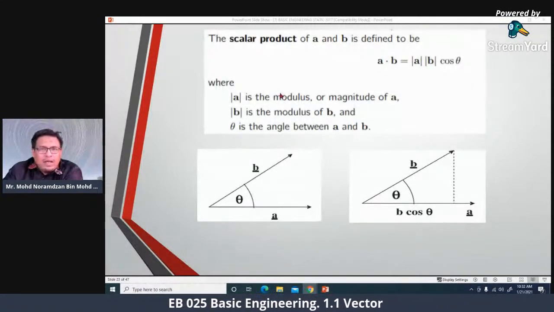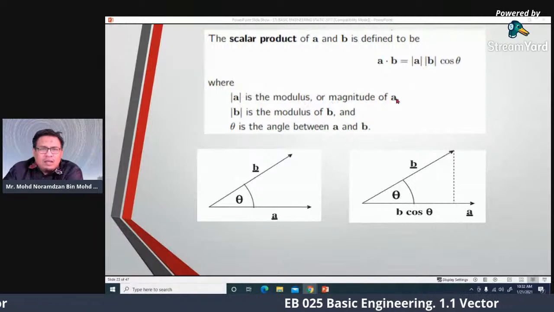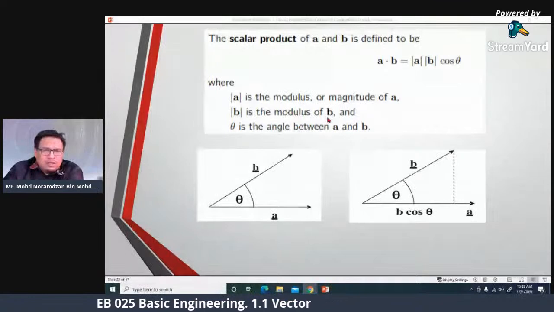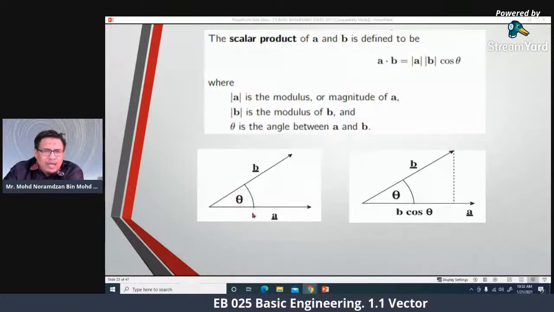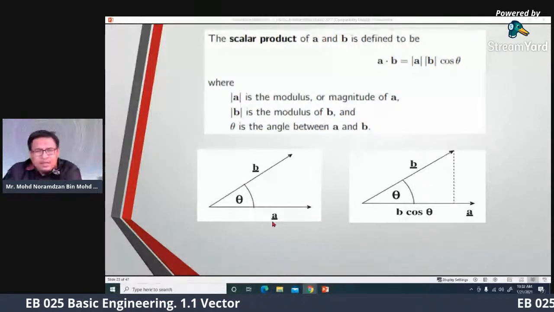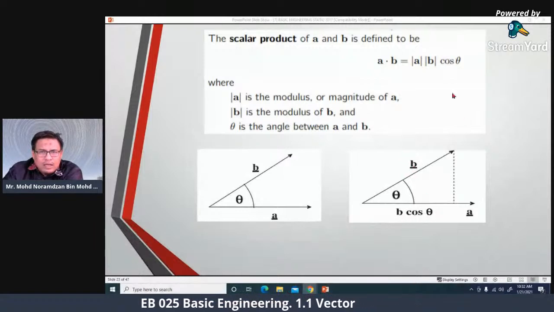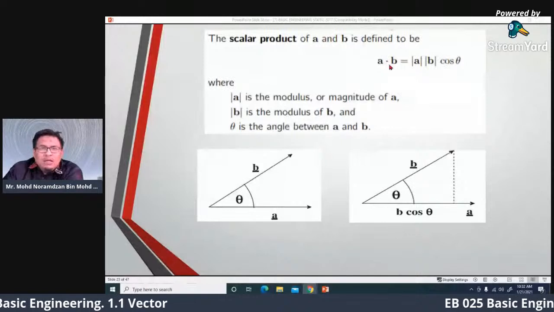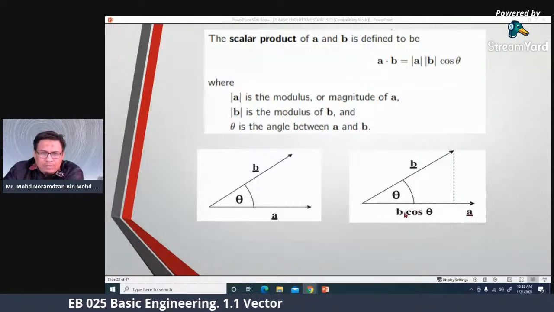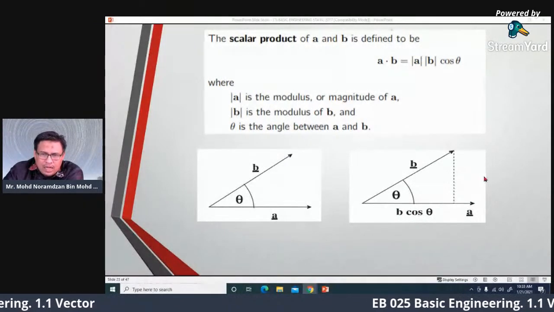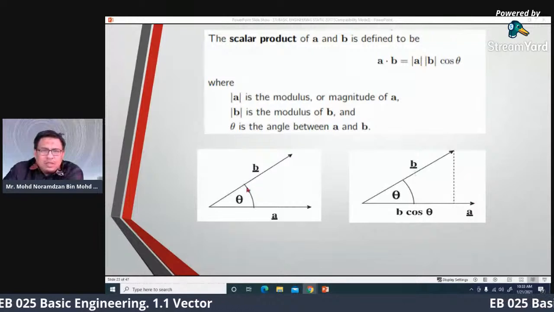Scalar product or dot product. A is the modulus or magnitude of A, B is the modulus of B, and theta is the angle between A and B. This one is B cos theta. That's why we get A dot B equal to AB cos theta. That means A times B cos theta. This one is B sin theta, this one is B cos theta.